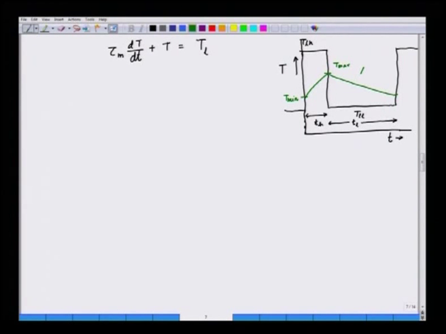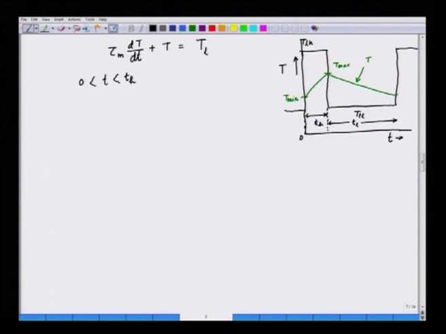Now, we need to find out the equation of these curves. So, this equation can be obtained by solving the above differential equation. So, let us take the time interval from 0 to Th when we apply the high load TLH. Now, in this case the load torque is TLH.